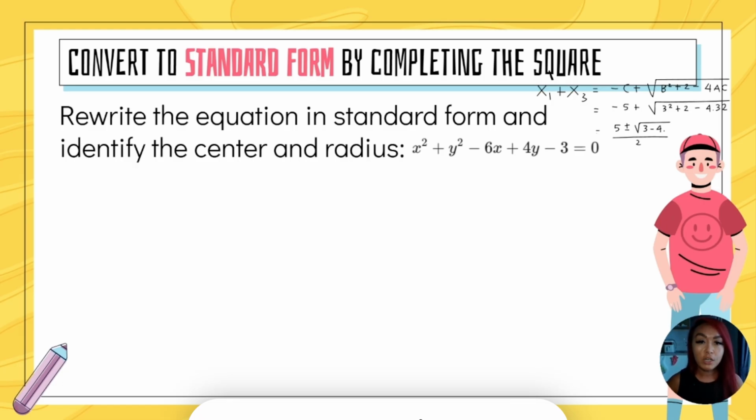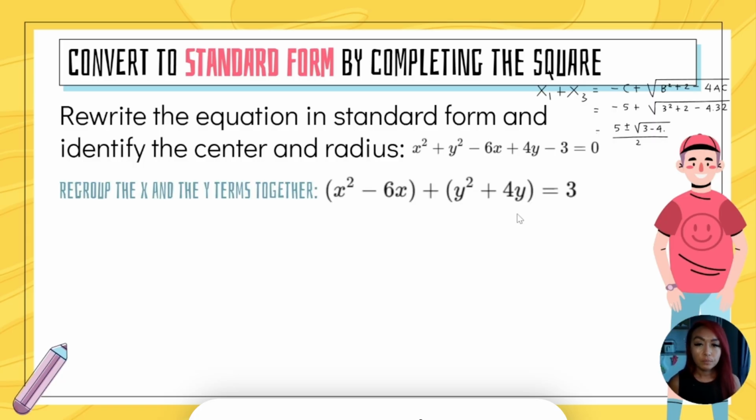We have this equation here, x² + y² - 6x + 4y - 3 = 0. So the first thing we want to do is regroup the x and y terms together and move that constant, that -3, to the other side of the equal sign by using inverse operations. So we're going to group our x terms together. So we have x² - 6x, plus we'll group our y terms together, y² + 4y = 3.